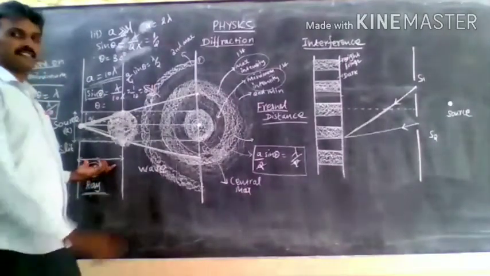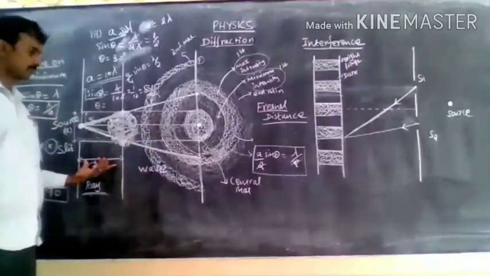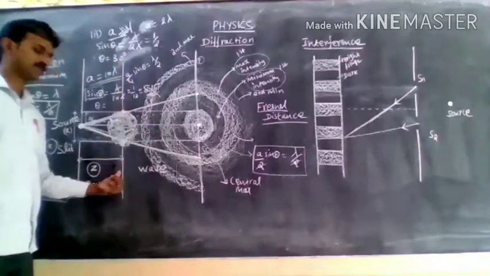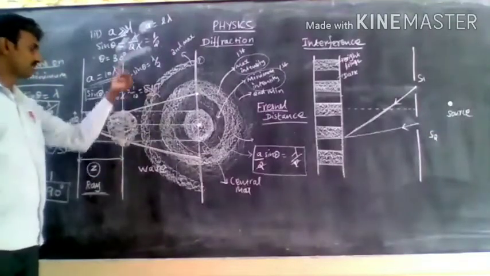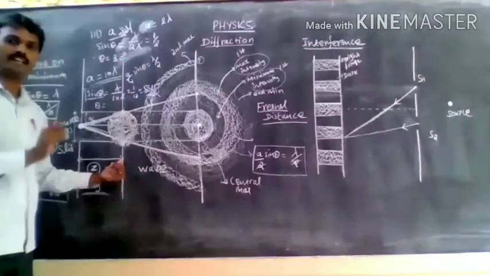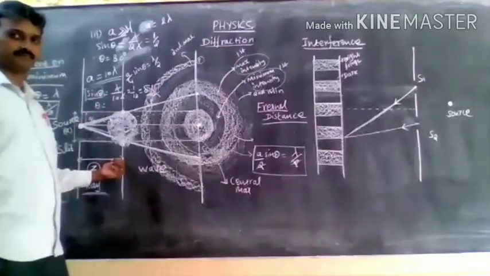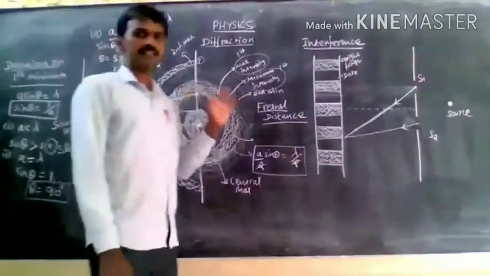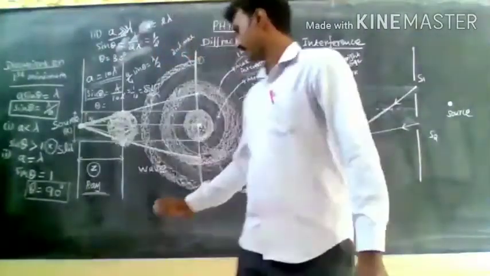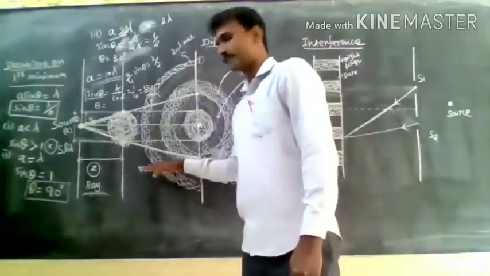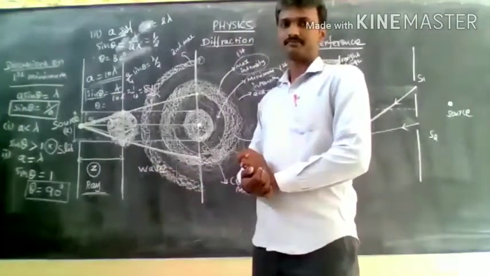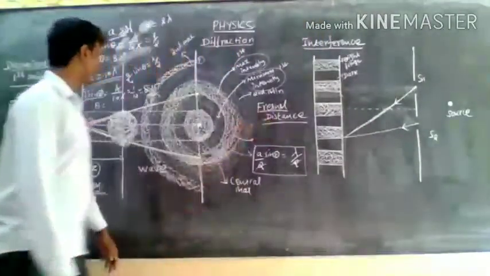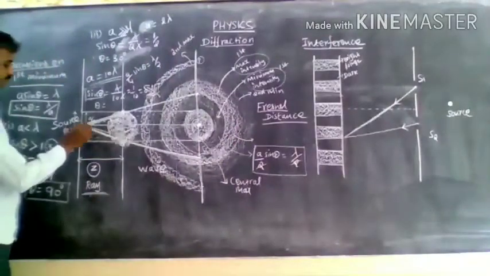So the Fresnel distance is the minimum distance from the source to the position of the screen up to which the light obeys ray optics. Beyond the position of the screen, the light does not obey ray optics. Then beyond the screen, wave optics plays a major role. Okay, so now come to the point of Fresnel distance. Look at the diagram.